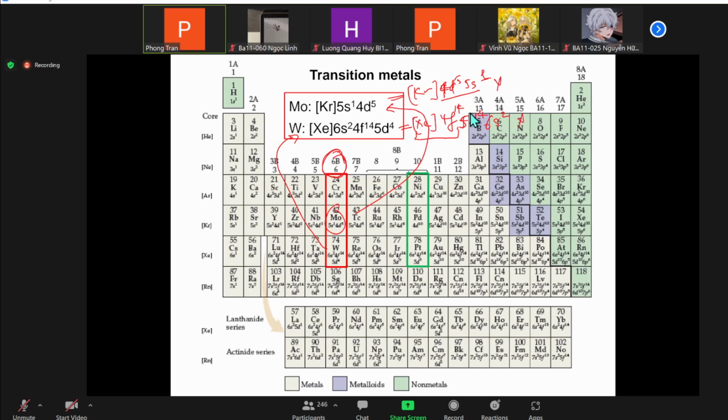So can anyone explain why this kind of confusion? Why is there confusion in writing the electron configuration and putting them in the same column, even though they have a different electron configuration? Am I clear in my question? Could you repeat the question, please? Okay.